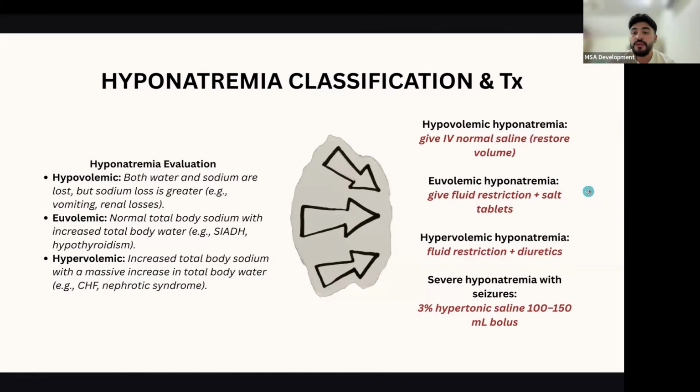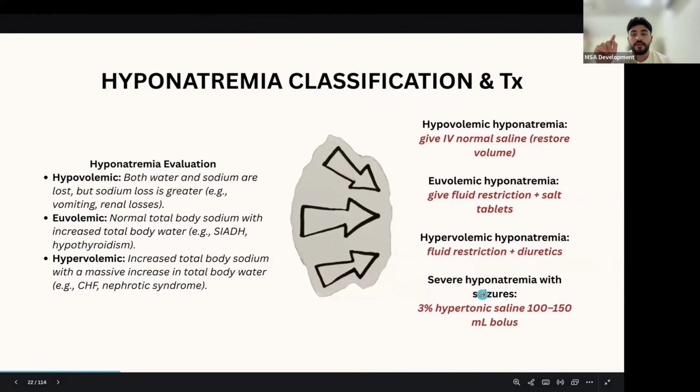Euvolemic hyponatremia, here I know for a fact that the water in the body is a lot, all right? So what I'm going to do is put this patient on fluid restrictions, and we can give them salt tablets, okay? Hypervolemic hyponatremia, here again, a lot of fluid. So I'm going to give the patient fluid restrictions and diuretics, okay?